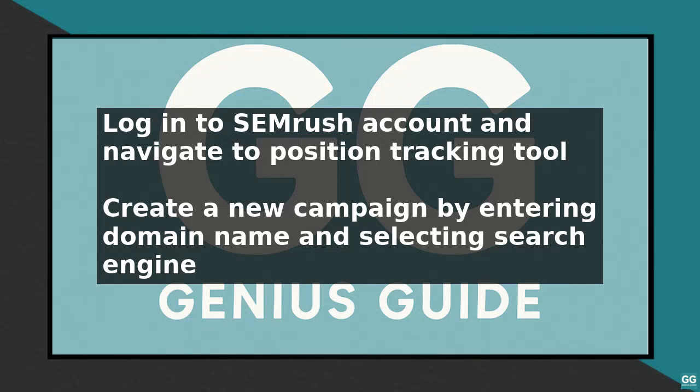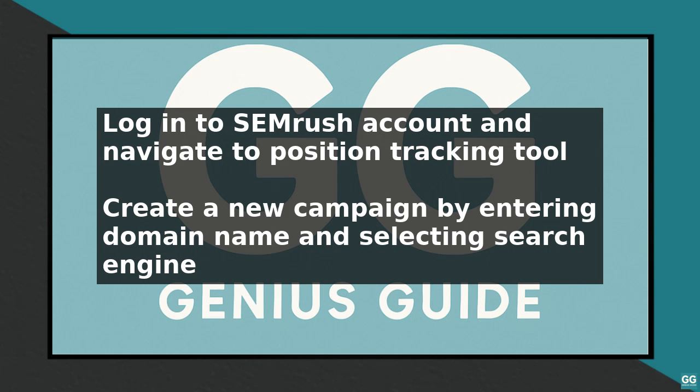Configuring Semrush position tracking is a straightforward process that helps you monitor your website's ranking on search engines for specific keywords. To start, log into your Semrush account and navigate to the position tracking tool.